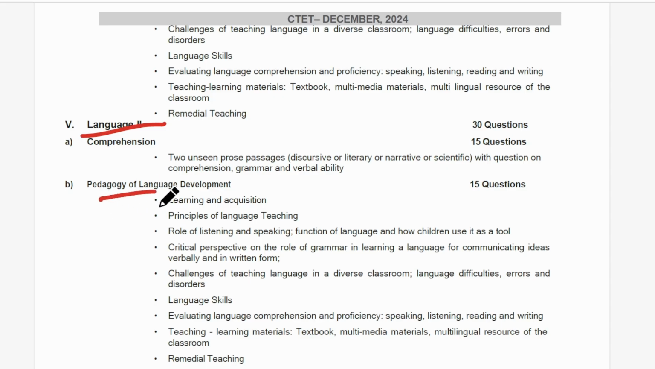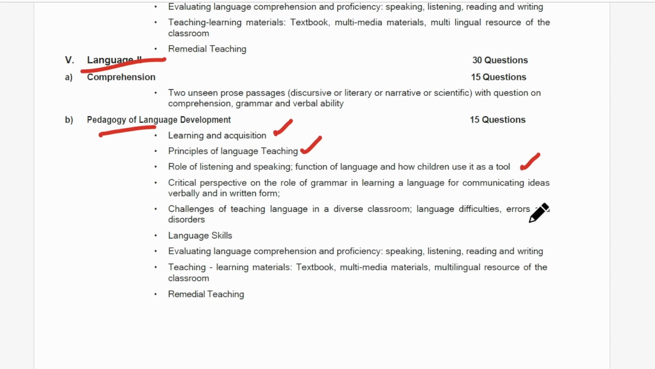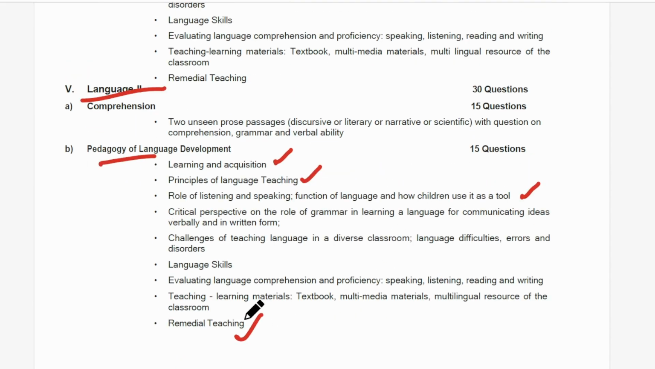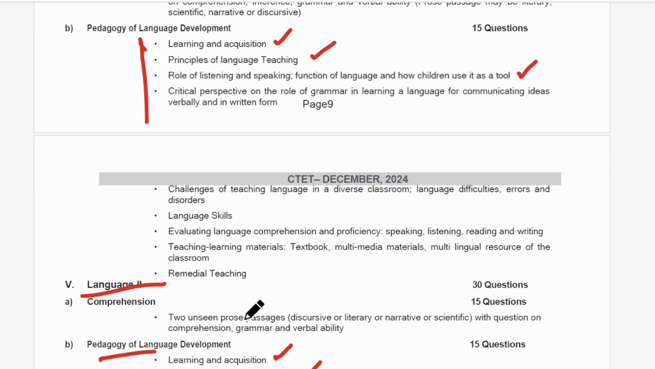And you'll see the pedagogy says the same thing: learning and acquisition, principles of language teaching, role of listening and speaking. And if you take the last one, which is remedial teaching, it is there out here also and out here also. So the key takeaway is that the pedagogy for L1 and L2 is the same.